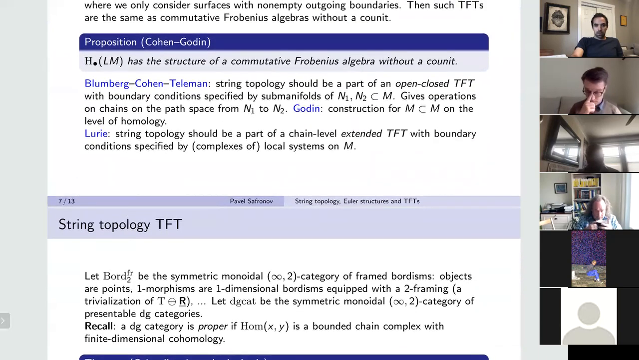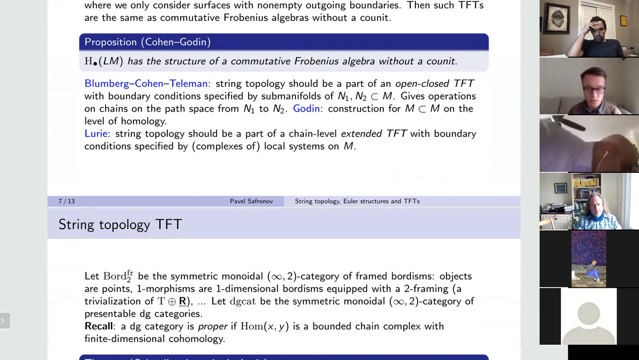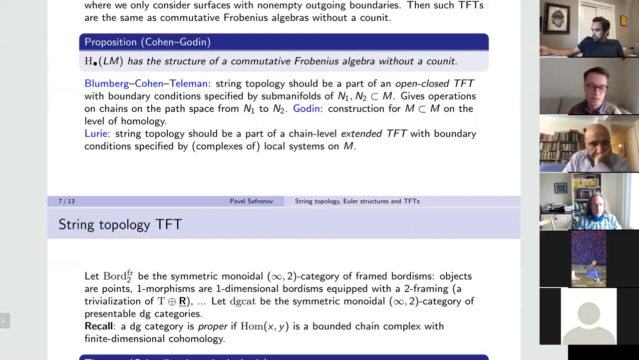So I'm going to be working in the setting of the cobordism hypothesis of Lurie. So basically, you work with extended bordisms, and you're working with the 2-category of extended bordisms, or maybe the infinity 2-category. And also, instead of oriented, I'll be working with framed bordisms. So objects of this 2-category will be points, 1-morphisms will be 1-dimensional bordisms, and then 2-morphisms will be 2-dimensional bordisms between 1-dimensional bordisms.